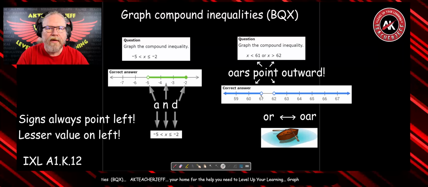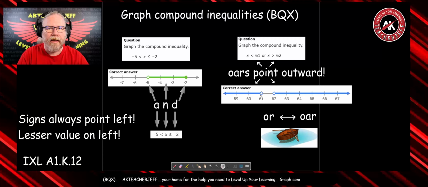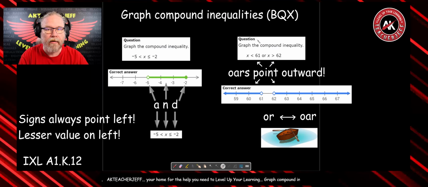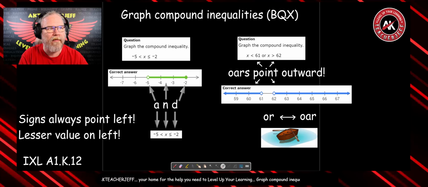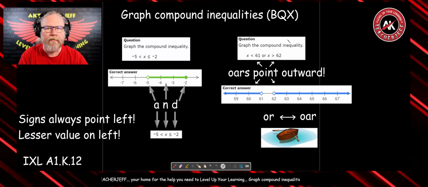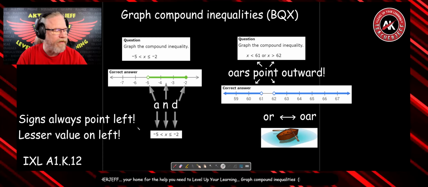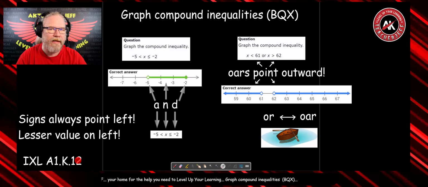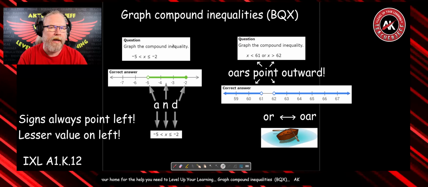Hello, this video is for the IXL activity titled Graph Compound Inequalities. The three-character code for this activity is Bravo, Quebec, X-ray. At the time of this recording, this activity can be found in Algebra 1, Section K, and it is Activity 12. All right, so compound inequalities.